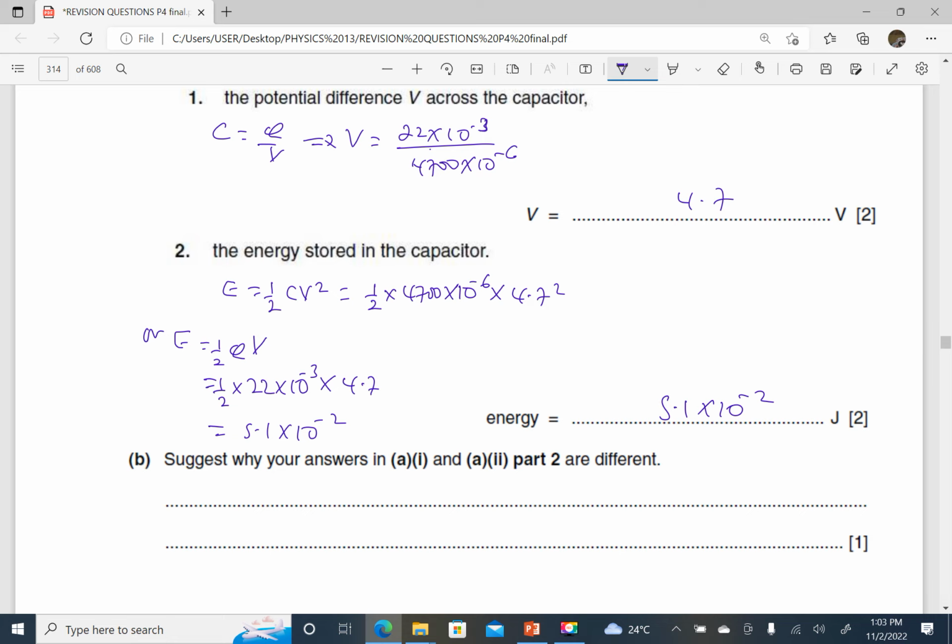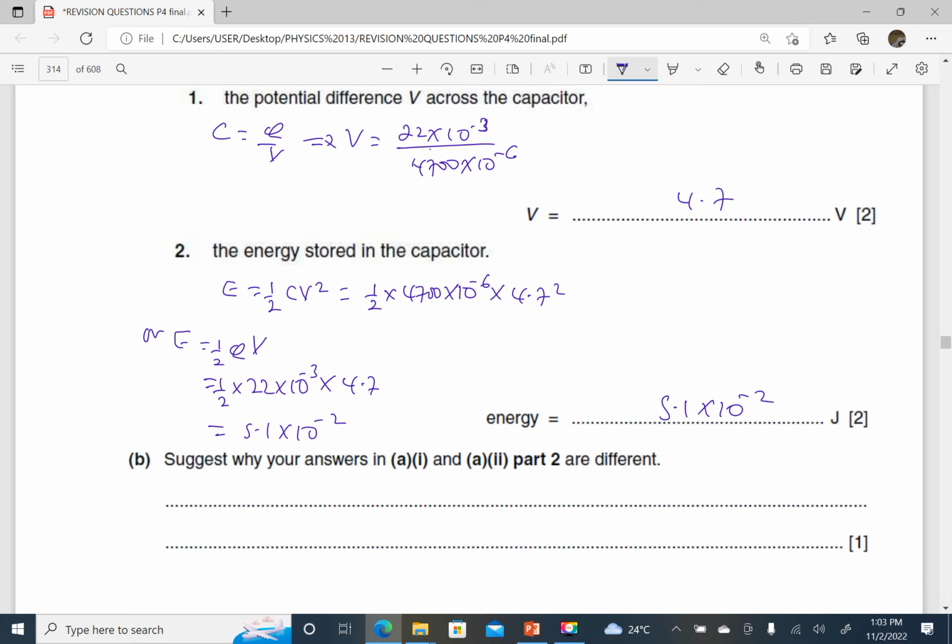Suggest why your answers in A, Roman 1, and A, Roman 2 are different. In A Roman 1, we got 0.2 joules, and now we are getting 5.1 times 10 power negative 2. We know that energy is lost as thermal energy in the resistance of the wires.